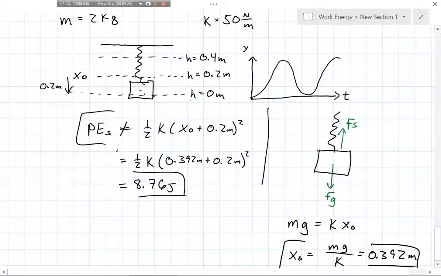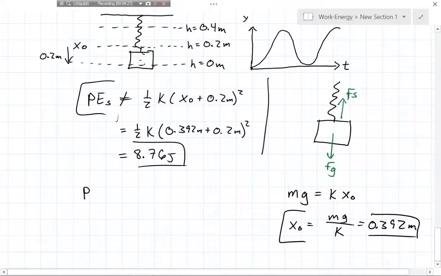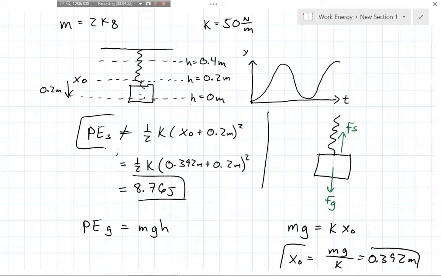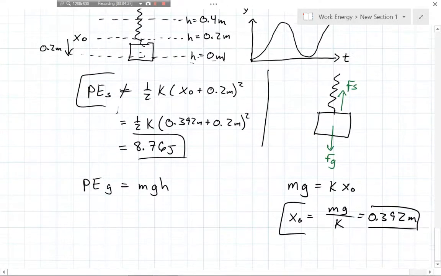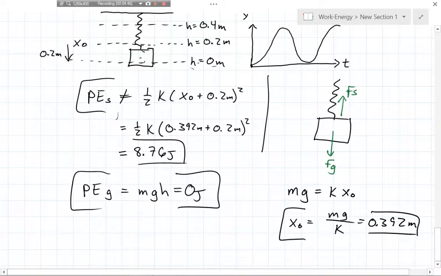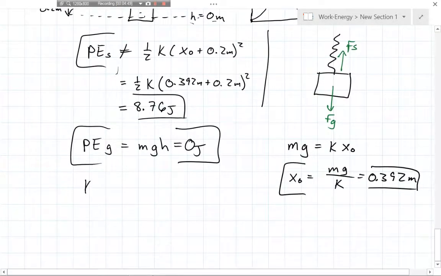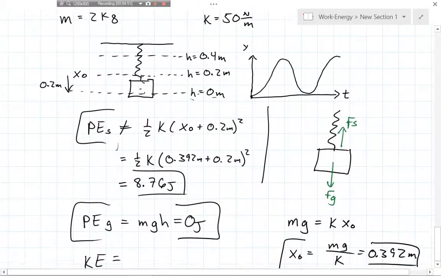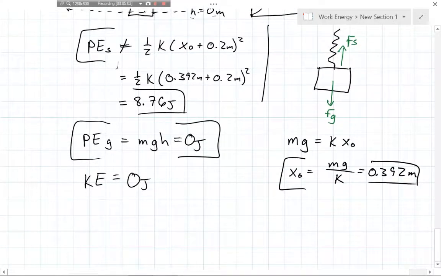Let's ask about the gravitational potential energy. Well, remember that the gravitational potential energy is equal to mgh. Since we're calling this point down here h equals 0, this is our zero energy reference point, so it has zero gravitational potential energy when it's at the bottom of its motion. We're also supposed to look at the kinetic energy of the system. Since the mass starts at rest, because we're going to pull the mass down by 0.2 meters and then release it from rest, when the mass is down at the bottom of its motion, its kinetic energy is also 0 joules.